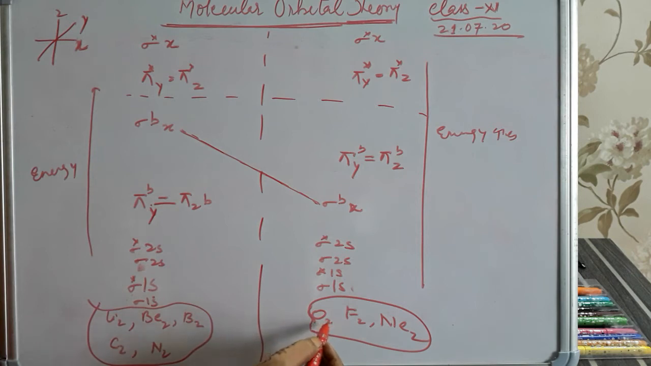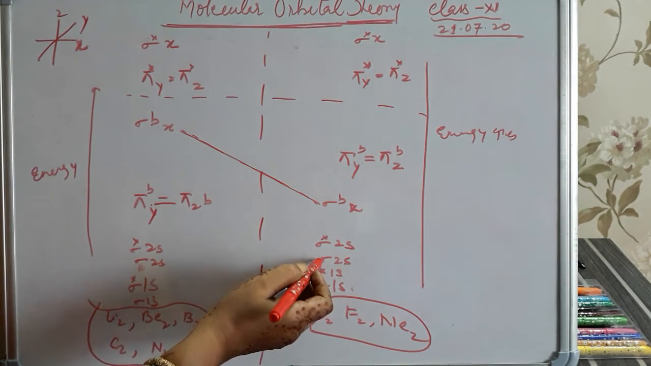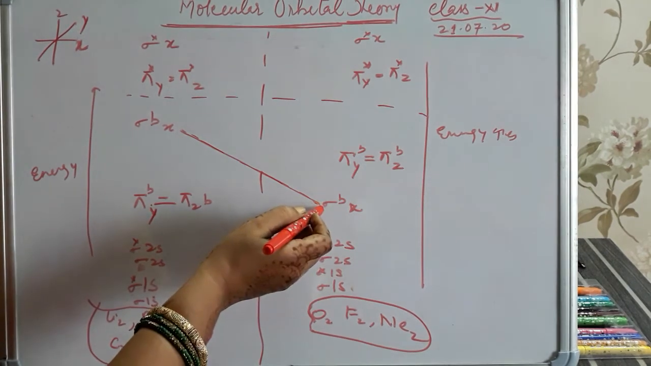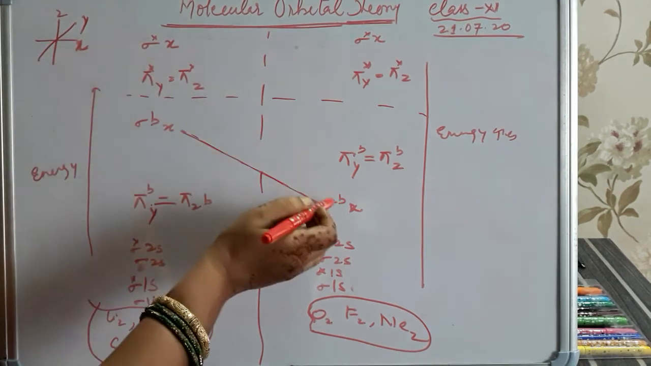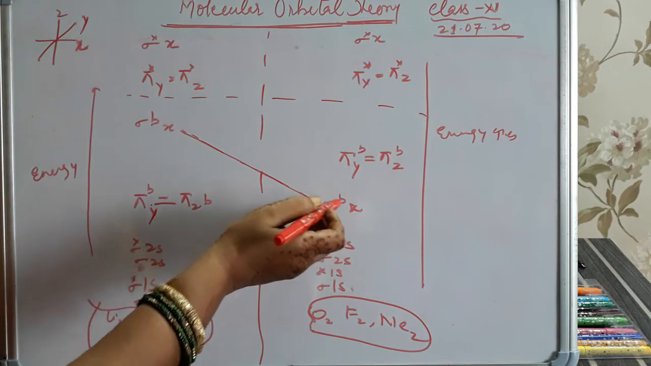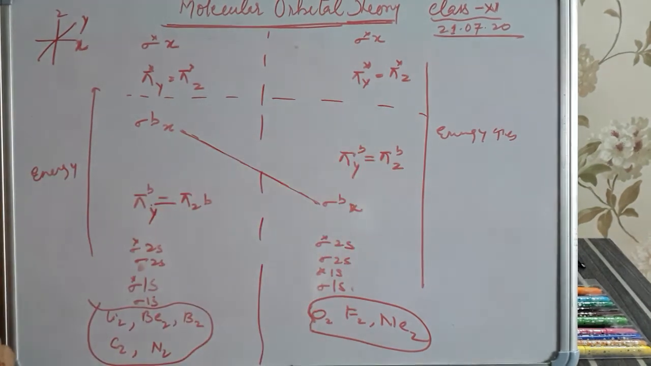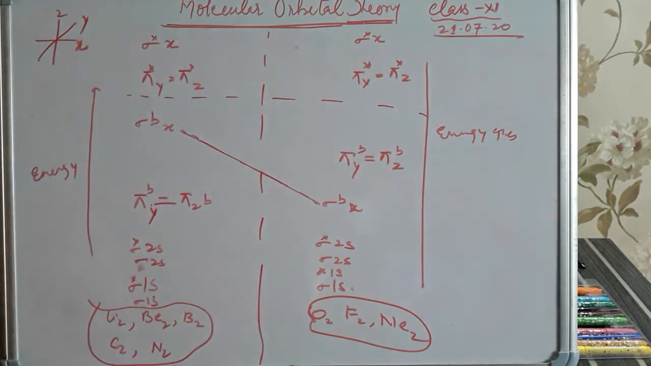But in case of oxygen, fluorine, neon: sigma 1s, sigma anti-bonding 1s, sigma 2s, sigma anti-bonding 2s. After that you will fill the electrons in the sigma 2px orbital, the sigma x orbital. After that electrons go in the pi orbitals y and z, and after that all the anti-bonding orbitals contain electrons.